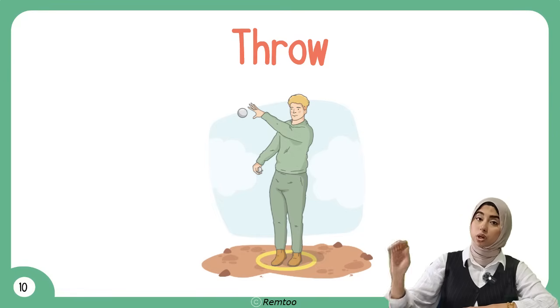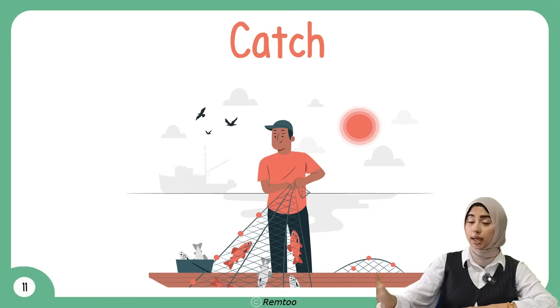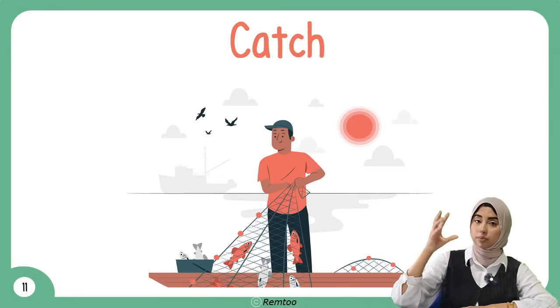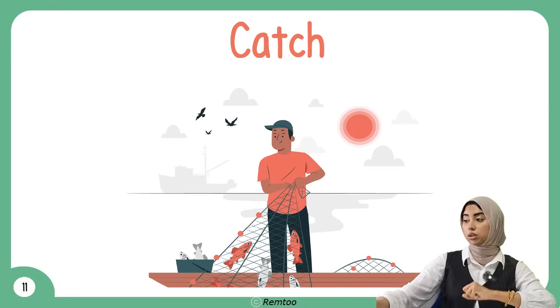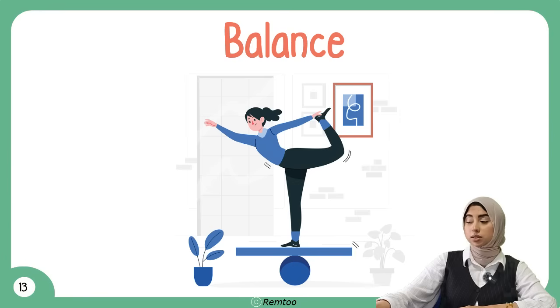Okay. Throw. Like يرمي. Catch. And catch is the opposite of throw. When you throw something, another person catches it. Yes. Kick. Okay. Balance. It's like توازن.